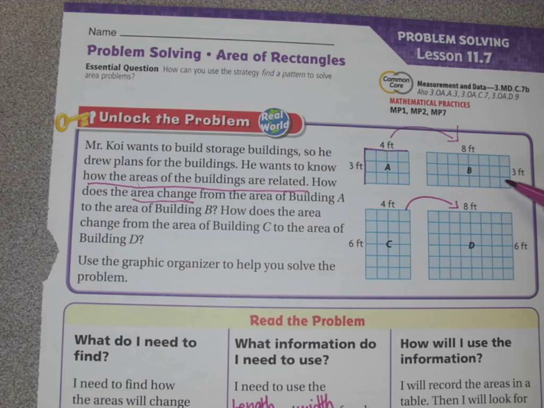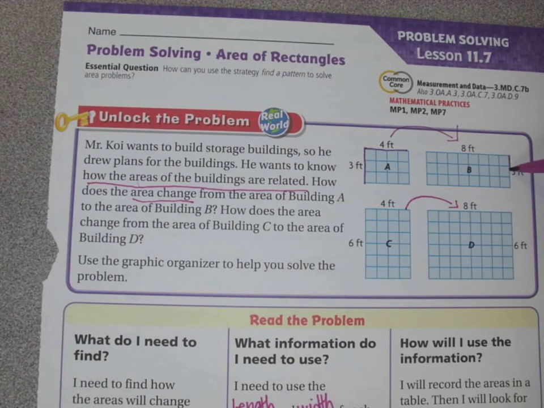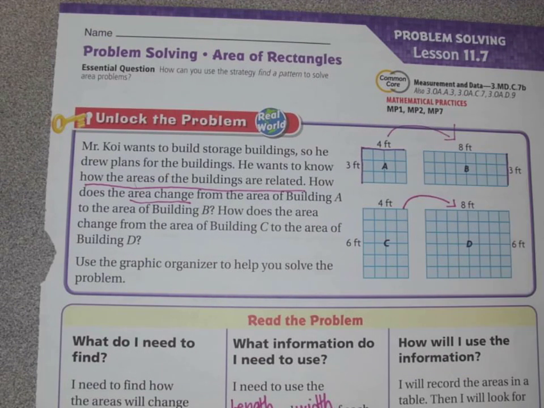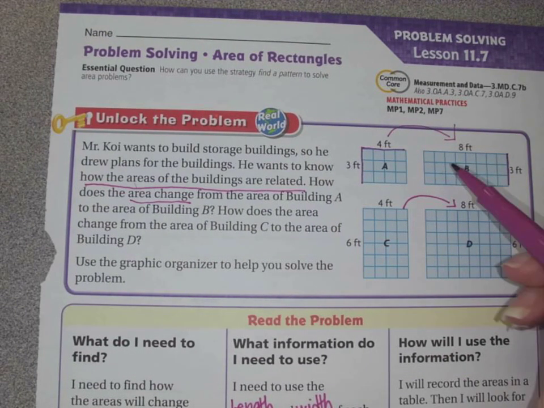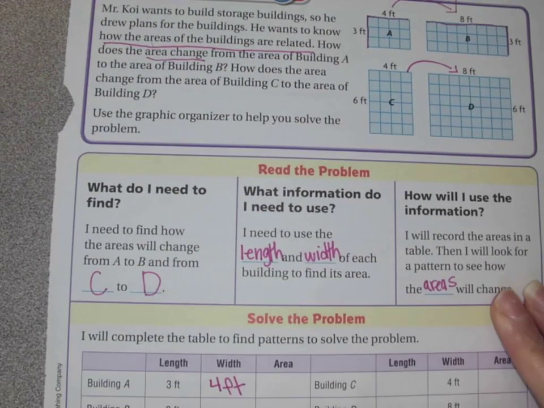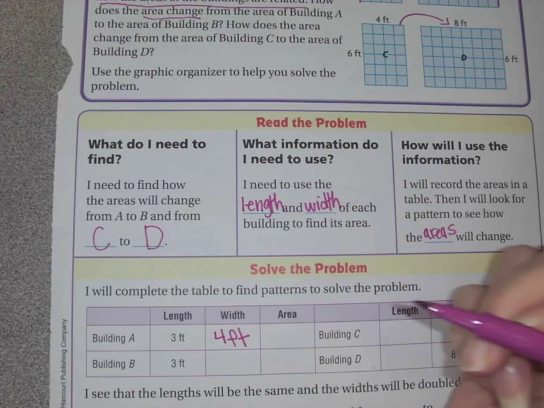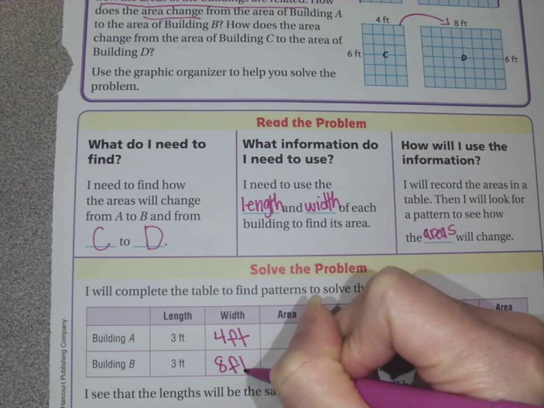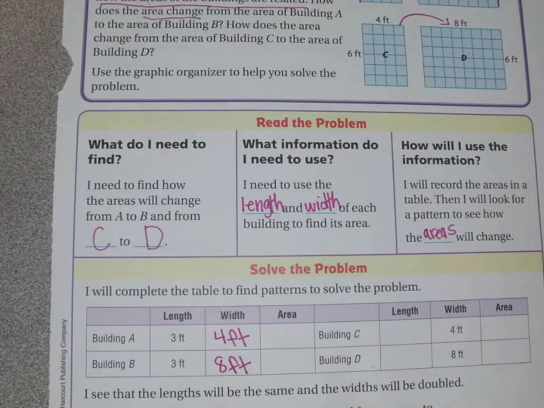Well, let's look at building B. Again, the length is 3 feet, as you can see right here. Well, let's look at the width. How wide this building is, and that is 8 feet. So let's write that down here. Okay, and that's for building B.